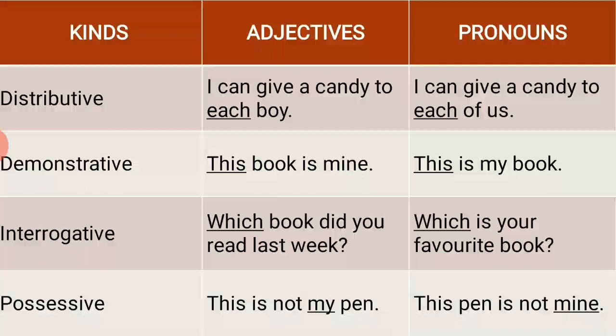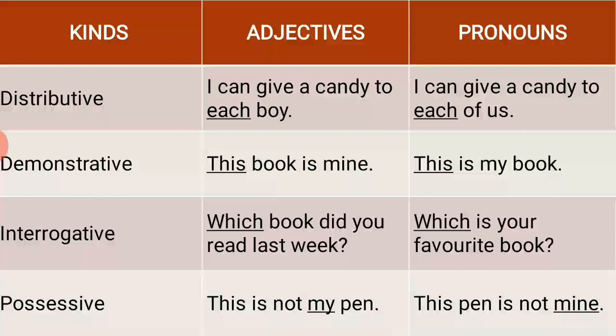But when we talk about the kinds of pronouns, distributive, demonstrative, interrogative and possessive, then of course they stand for the noun, therefore it is a pronoun. For example, I can give a candy to each of us. So over here it stands for the man. This is my book. Again, it stands for the noun book. Which is your favorite book? Again, it is standing for the noun book.